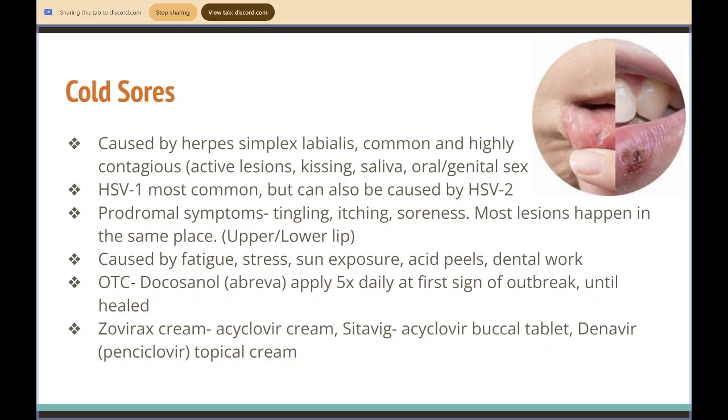And over the counter, we have Abreva, and we apply 5 times daily at the first sign of outbreak until healed. Other options are Zovirax cream, which is acyclovir, Sitavig, which is the acyclovir buccal tablet, and Denavir, which is penciclovir topical cream.